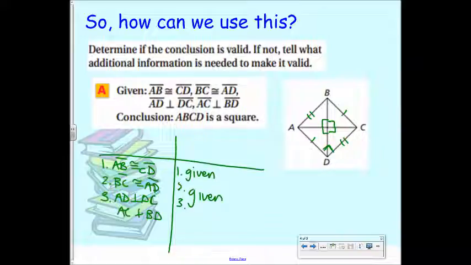So I want to prove that it's a square. So if I want to prove it's a square, I know right now that all 4 of the angles are what? They all have to be 90. What else do I need to prove that it's a square? I need to prove that the sides are equal, right? How could I do that? Because right now I know that the opposite sides are equal. How could I prove that AB is equal to AD?